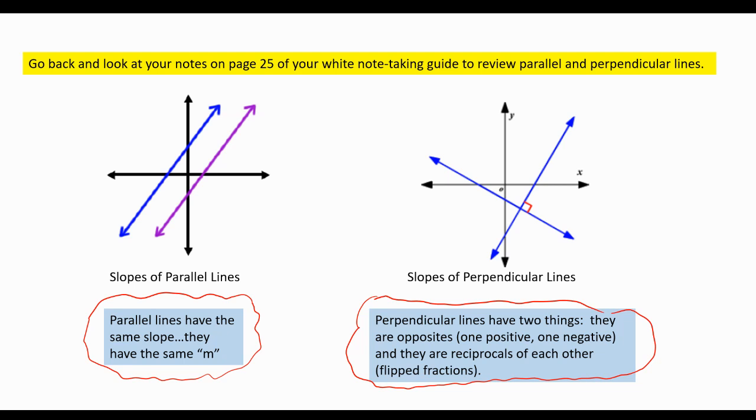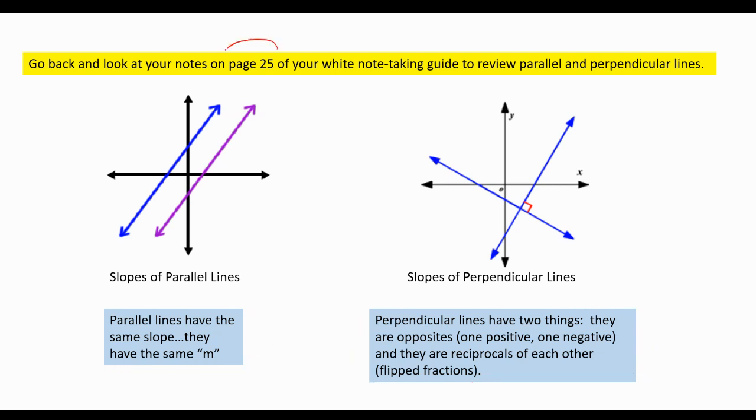So perpendicular lines have 2 things. They're opposites of each other, so one is positive, one is negative. And they're also reciprocals of each other, flipped fractions. That's what a reciprocal means. So if you need to go back and look at some more notes and study, that would be on page 25 of your white note-taking guide.